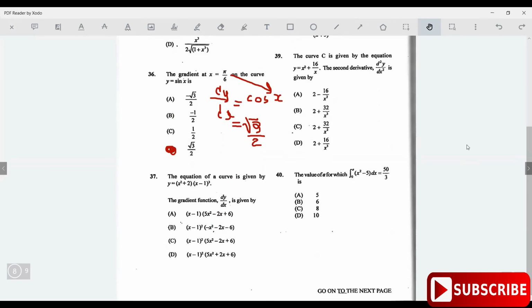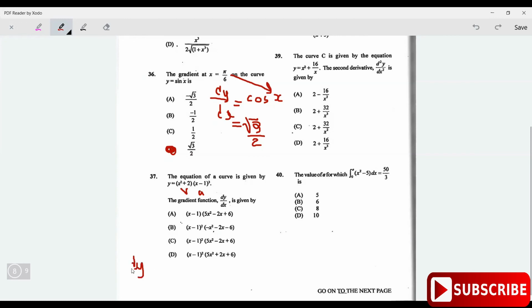Question 37. It gives us an equation and we need to differentiate it and find dy by dx. So to find dy by dx, we know that this is like a v and a u. It's v du plus u dv. So dy by dx is just going to be equal to v du plus u dv. So it's equal to v, which is x squared, plus 2 v times du.